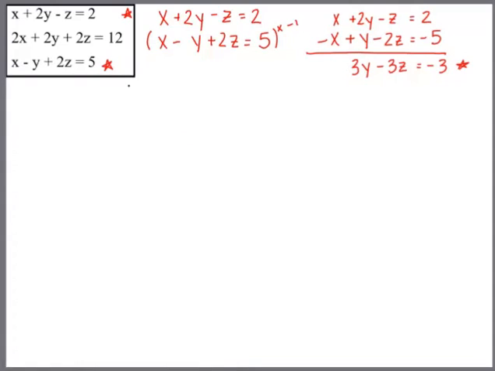There we go. We also want to eliminate the x values. Again, we want to make sure we're eliminating the same variable that we eliminated last time. So we are going to take this middle equation that we have not used yet, and put it in the middle: 2x plus 2y plus 2z equals 12. We can use either one of our other equations. Let's just use the bottom one since we are familiar with it: x minus y plus 2z equals 5.